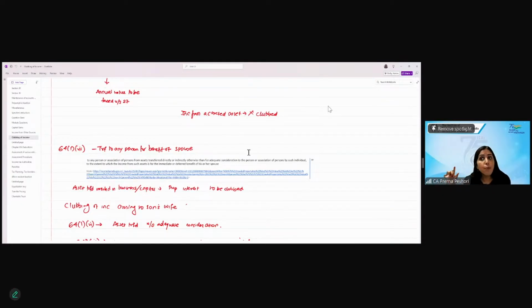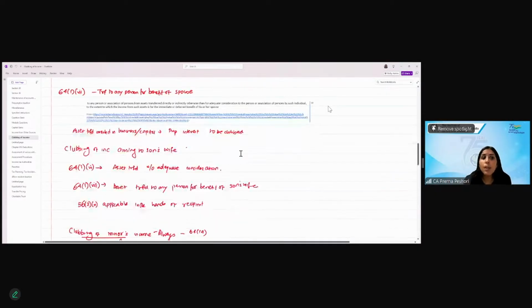right? Otherwise, then for adequate consideration, where I'm not receiving the adequate consideration for transferring the asset, then, if this is to be utilized for my spouse, then the income from that asset will be clubbed in my hands. So not only if I'm transferring the asset to my spouse, but if I'm transferring the asset to any other person, and the income that asset generates will be used for the benefit of my spouse, it will still be considered as the income of mine. Are we clear?